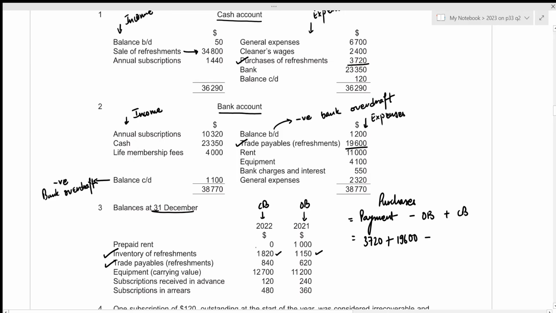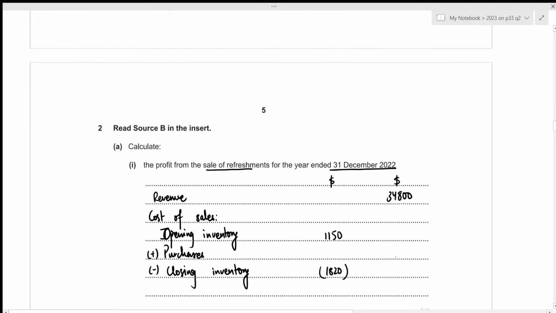Now we need to subtract the opening balance of trade payables because this refers to the purchases made in the previous year. So we should not be including this. And then we need to add the closing balance because this refers to the purchases made in this year but which are yet to be paid. This gives the total purchases to have the value of 23,540. Let's include it.